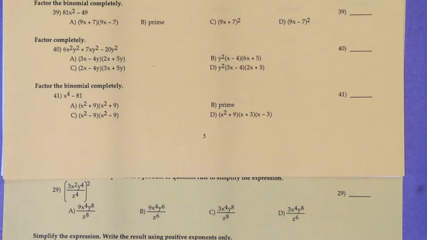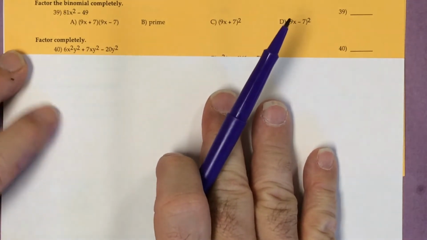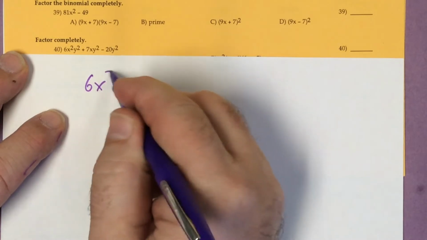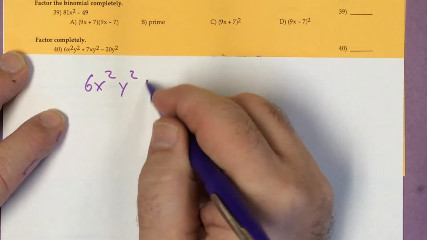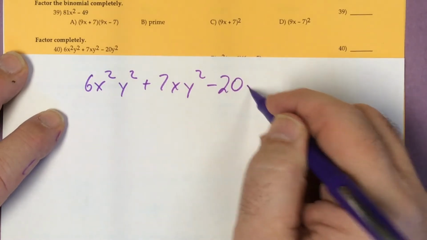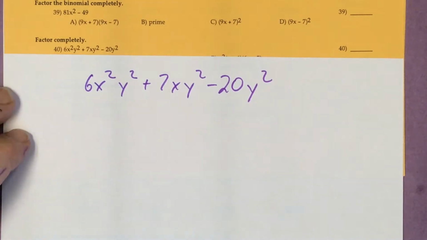I've burned through a lot of paper here, and we'll continue to burn through some more until we get every last question done on the practice test here. Let's go ahead and take a look at 40. It says, in this case, to factor completely. Another really kind of long question here, so let's see what this looks like. So we have 6x squared y squared plus 7xy squared minus 20y squared. Pretty brutal question, actually. Not a terribly fun one to look at or enjoy.